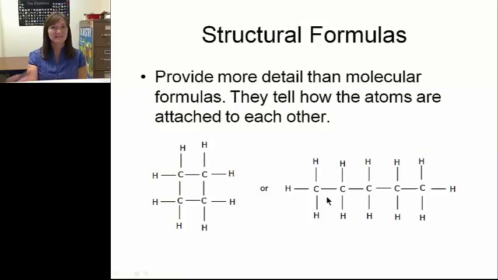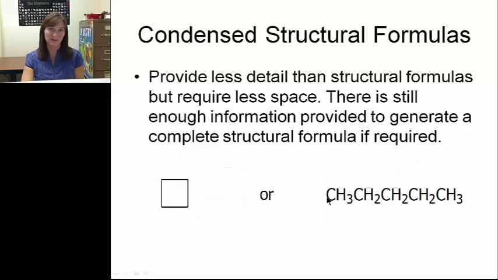Well, this takes a lot of time for a chemist because organic compounds get fairly large, and chemists don't like taking all this time showing all the bonds. So what we've come up with is what we call a condensed structural formula. It still gives us enough information to get back to the structural formula. It provides less detail than your structural formulas, but it requires less space. There's still enough information to generate a complete structural formula if required. So you can always get from your condensed structural formula back to a structural one.